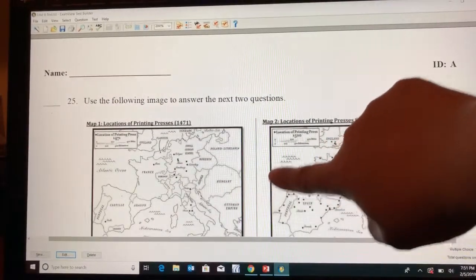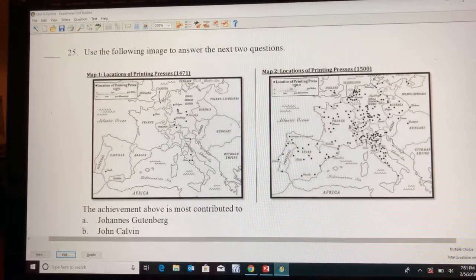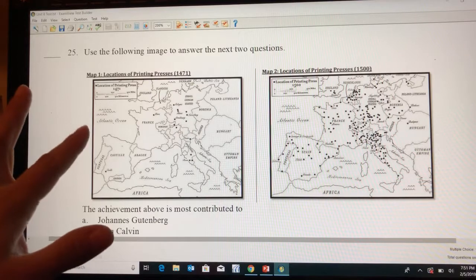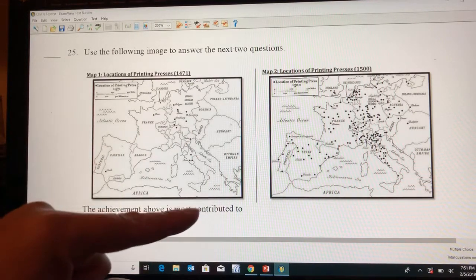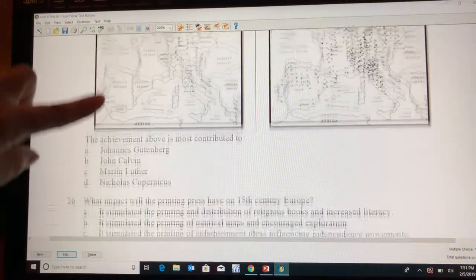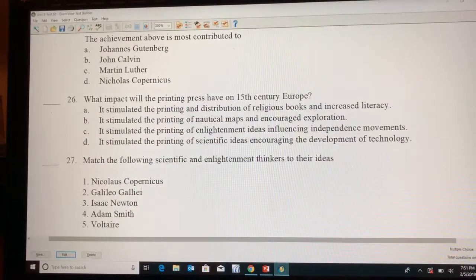And I'm going to go to number 26. She'll pause me. So this one, y'all got 25 right. We have maps, right? It says this is the location of the printing press prior to 1471. And by 1500, there are a lot more. So question 26 says, what impact will the printing press have on 15th century Europe?